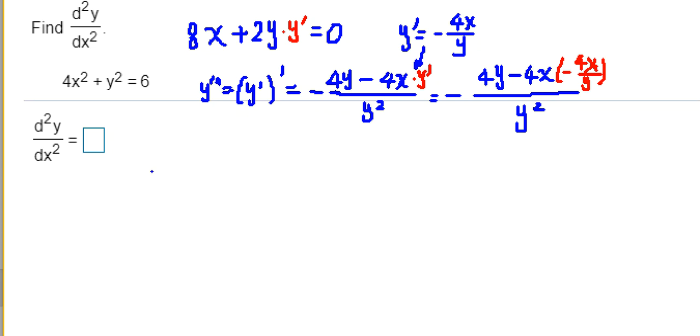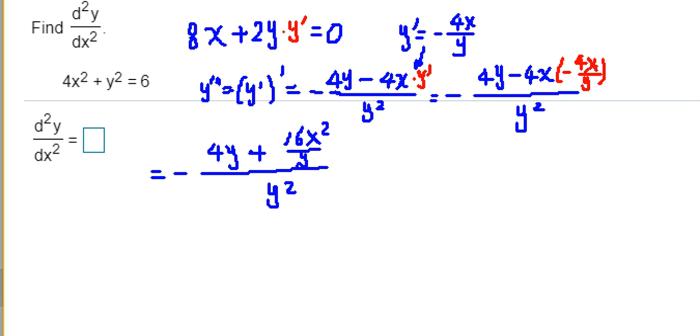Now let's simplify. So this is equal to negative 4y minus, actually it becomes plus because there are two negative signs here. 4x times negative 4x over y, it's actually 16x squared over y, right? Over y. So this is a complex fraction. We want to get a common denominator so that we can simplify the top. So I'm going to multiply this term by y over y just to get a common denominator.